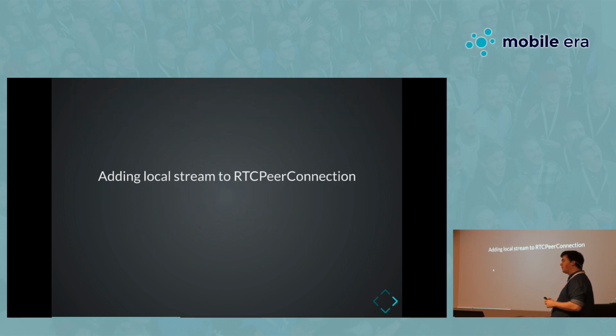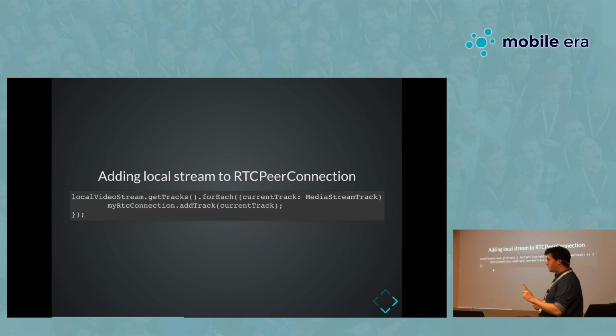Then you have just gotten the local video stream from the user's camera. Now you need to add it to the peer connection so it can automatically send it to the other side once you're connected. That's easy, but your local video stream contains two things. It contains video and audio, two separate things. So you need to take each of them and add them separately.